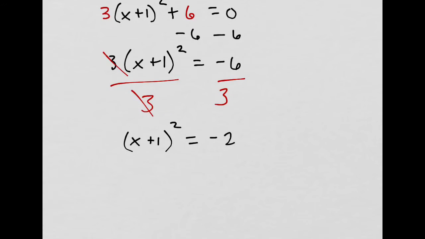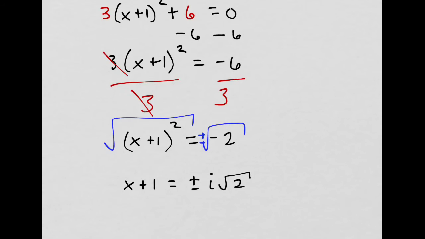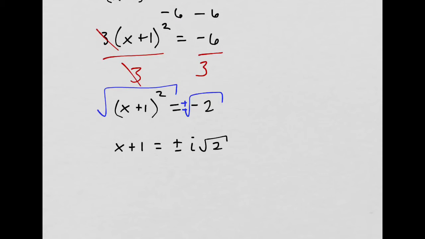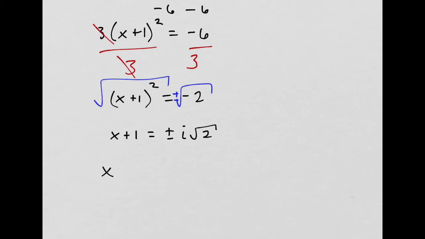I square root, and I'll get an imaginary number. Square root, always plus or minus. And I get x plus 1 equals plus or minus i root 2. I can't reduce the square root of 2, so I leave it. Two equations: x plus 1 equals i root 2. Easy does it. And then x plus 1 equals negative i root 2.